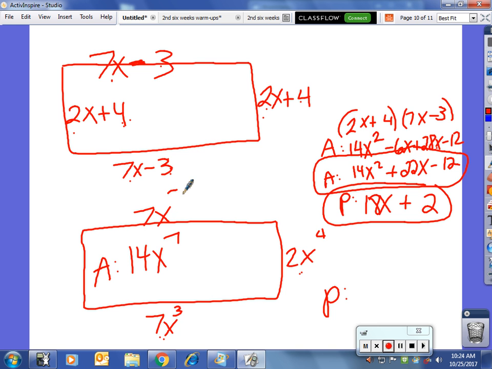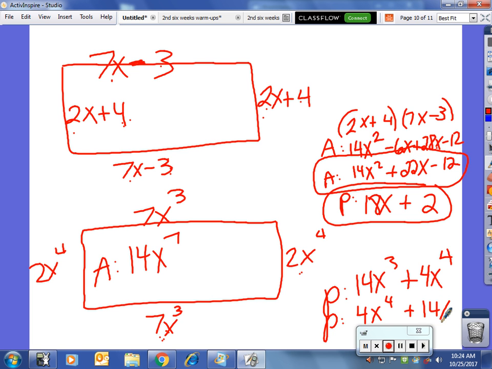However, there's another 7x to the 3rd over here to go with this 7x to the 3rd, so how many is that? 14x to the 3rds. Plus the total of the other two sides. A 2x to the 4th and another 2x to the 4th is 4x to the 4th. And I would probably write it the other way because I usually like to write the highest exponent first. But both of those would be correct. So this is what we've been doing. Only area here is the new stuff that we just learned yesterday.